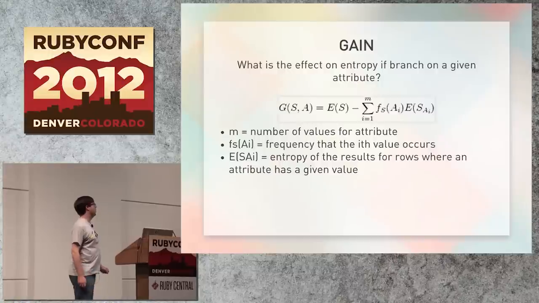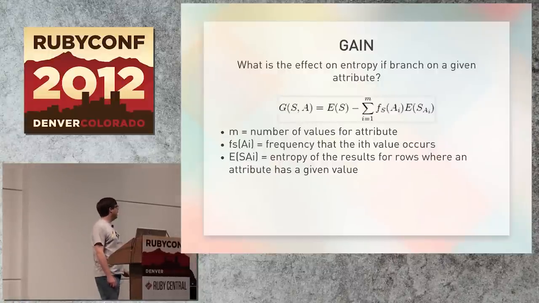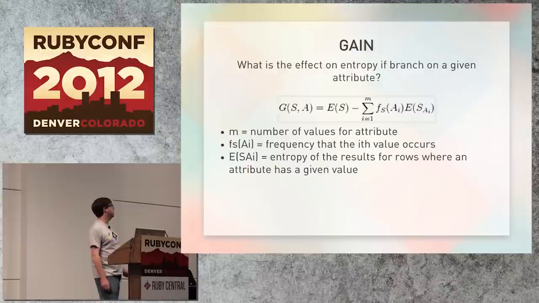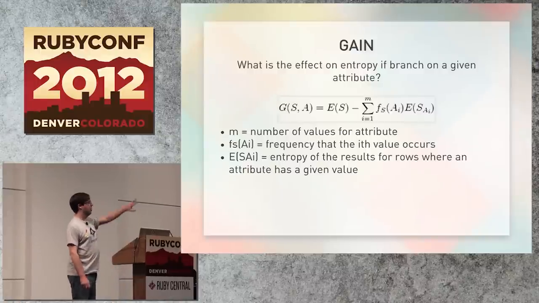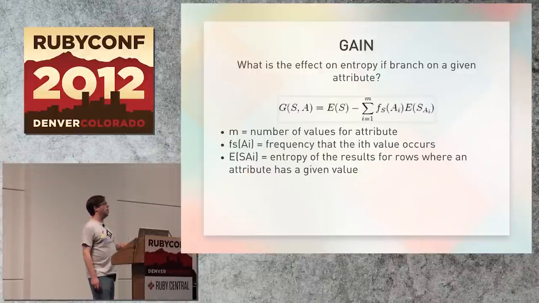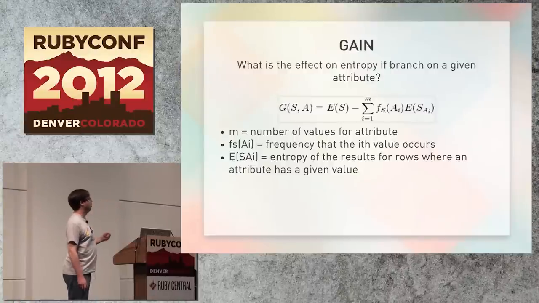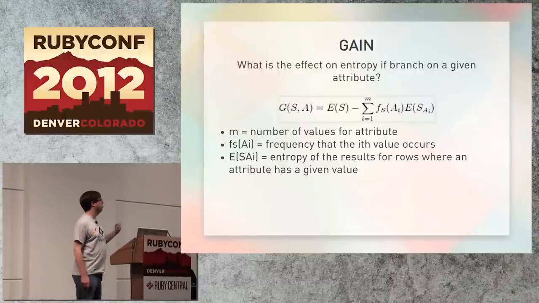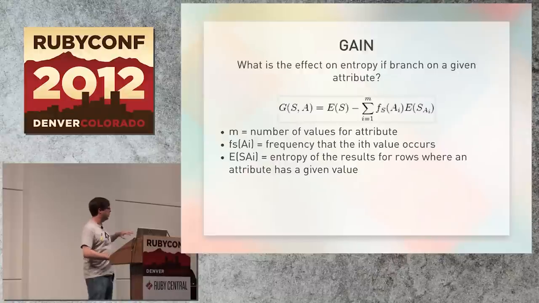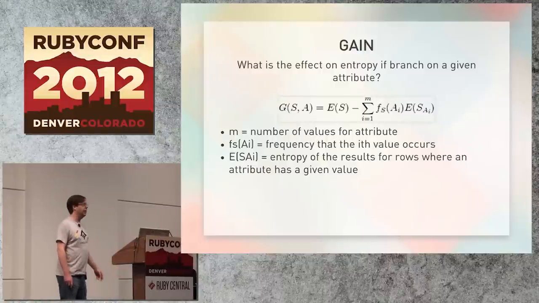Gain is obviously based on entropy. And the gain on that table for a given attribute is the original entropy of the outcome, 0.95, minus the sum over the possible values for that attribute. I'm sorry, that's not quite right. So I loop over the possible values for that attribute, and then the calculation that I do is the frequency that attribute value occurs times the entropy of the results for that attribute. And if that doesn't make sense yet, that's totally cool, because we're going to go through this in a little bit more detail and show exactly what that means. But that's what the actual calculation involves.